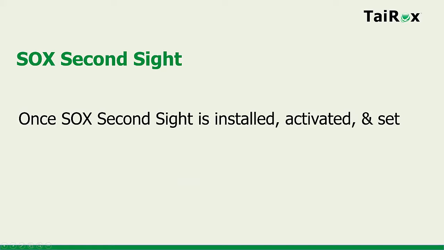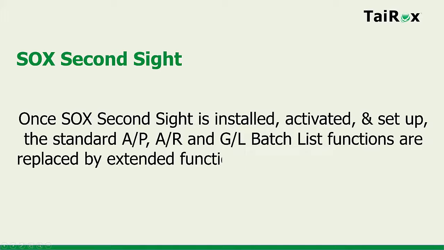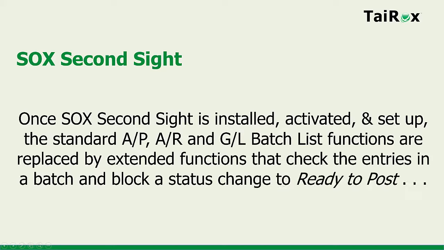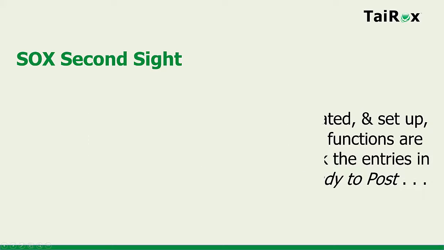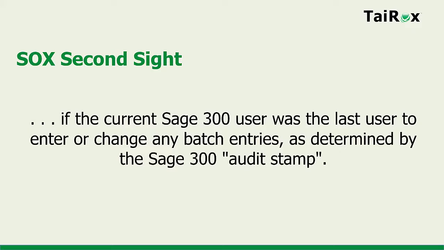Once SOX Second Sight is installed, activated, and set up, the standard AP, AR, and GL batch list functions are replaced by extended functions that check the entries in a batch and block a status change to ready to post if the current Sage 300 user was the last user to enter or change any batch entries, as determined by the Sage 300 audit stamp.